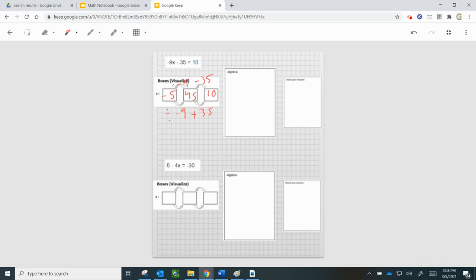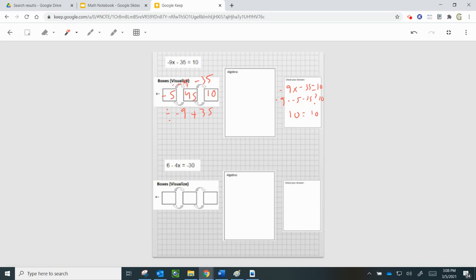So of course I want to check if I got the right answer. I start off by writing out the problem. Negative 9x minus 35 equals 10. Then I'm going to do negative 9 times negative 5 minus 35 and see if that's 10. So getting my handy calculator here. Negative 9 times negative 5 minus 35. And it says 10, and it was supposed to say 10. So I got it right.